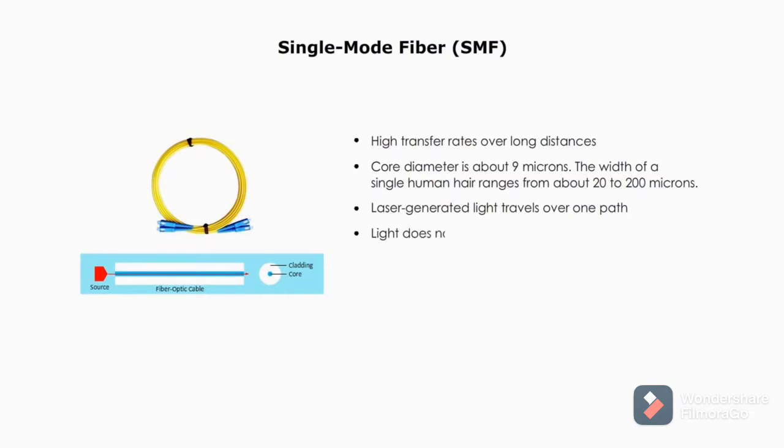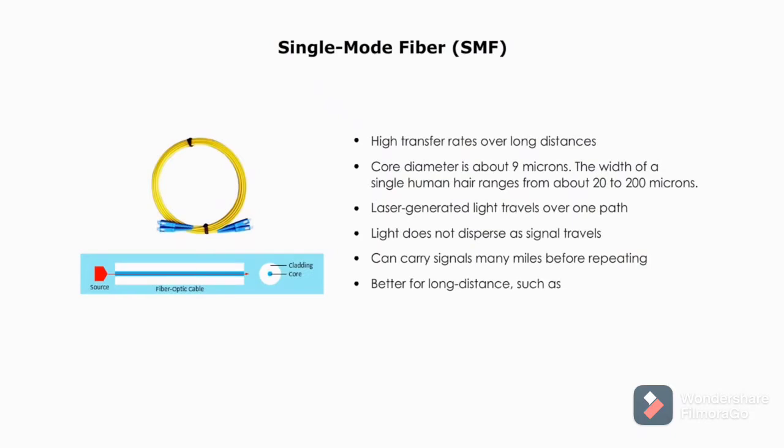Laser-generated light travels over one path, and the light does not disperse as a signal travels. Since single-mode fiber can carry signals many miles before repeating, it is better for long distances such as an internet backbone connection. An internet backbone uses single-mode fiber. If you see a patch cable with yellow color, it is single-mode fiber.